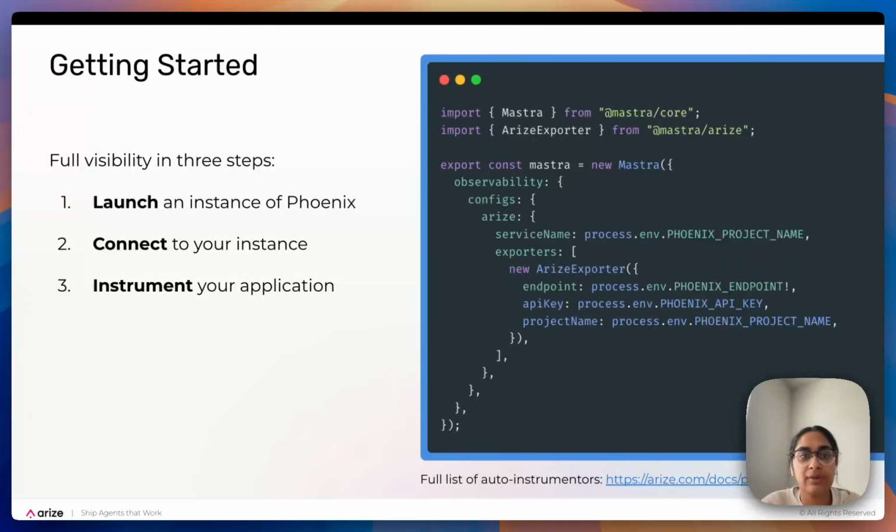So that's kind of why we recommend you use our auto instrumenter there. And it's pretty simple. You just have to launch your instance of Phoenix. Like I said, either Phoenix Cloud, running it through your terminal, running it through Docker or Kubernetes or whatever it may be. Once you have that up, you can go ahead and drop this little code snippet into your actual instance itself.